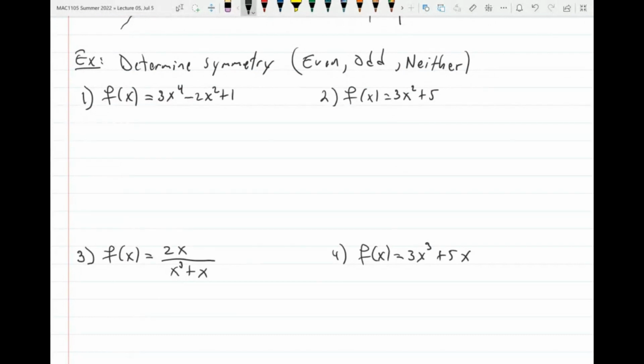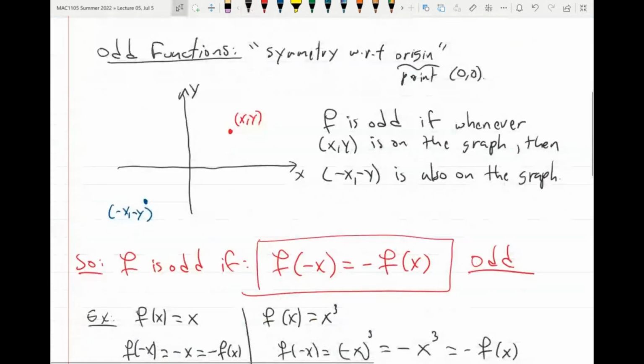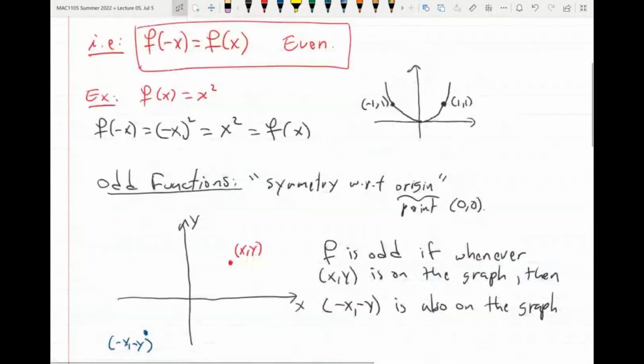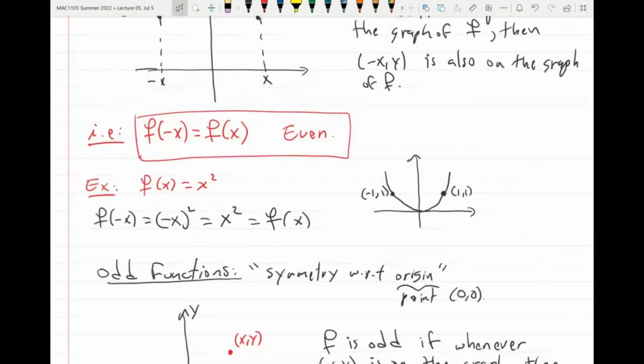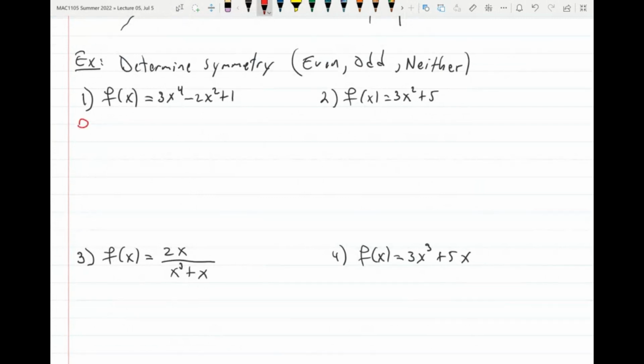Let's see, let me do the first one. So again, if you want to determine symmetry of a function, you always do the same thing. You plug in negative x. It's just that depending on the outcome is what you decide to do. Notice that in both cases, we always do the same thing. Evaluate f at negative x. Evaluate f at negative x. Okay? So let's do that.